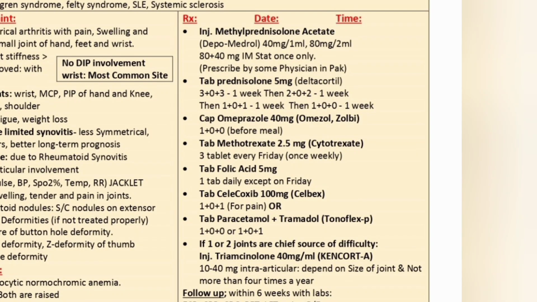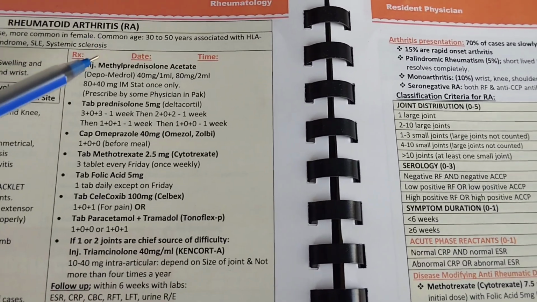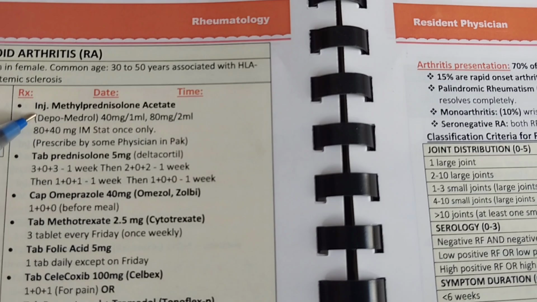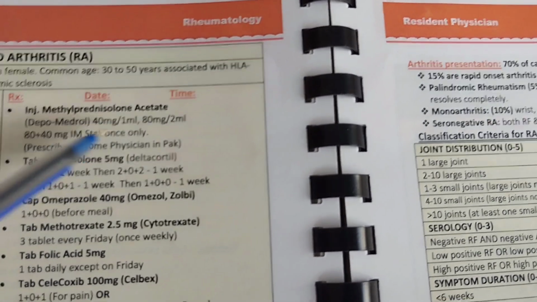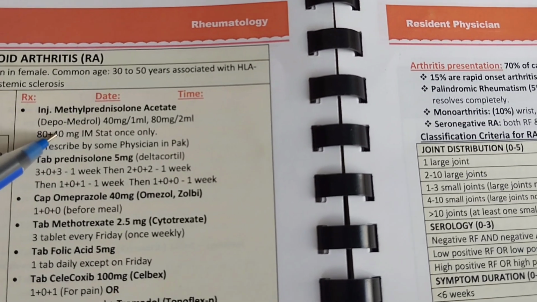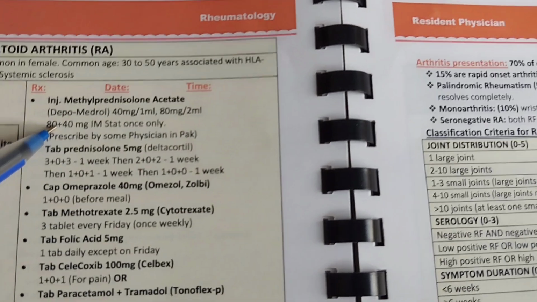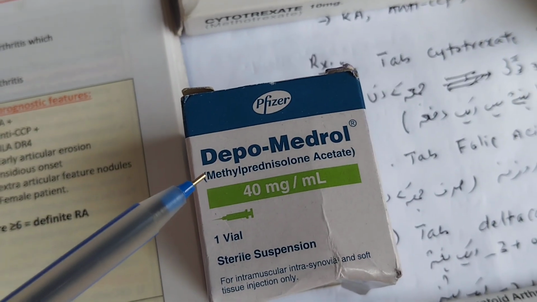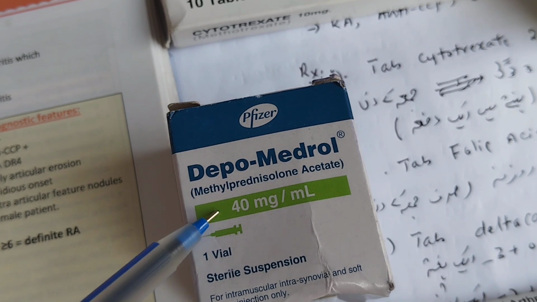Now let us talk about the treatment of rheumatoid arthritis. If the patient comes with acute pain, then we can give a steroid injection, which is not in the book, but most physicians advise this injection stat once. Injection methylprednisolone acetate, which comes under the brand name Depomedrol, 40 mg and 80 mg. Together it becomes 120 mg, and we give it IM stat once. If you see here, this is the Depomedrol injection, which is methylprednisolone acetate, 40 mg plus 80 mg IM stat once.